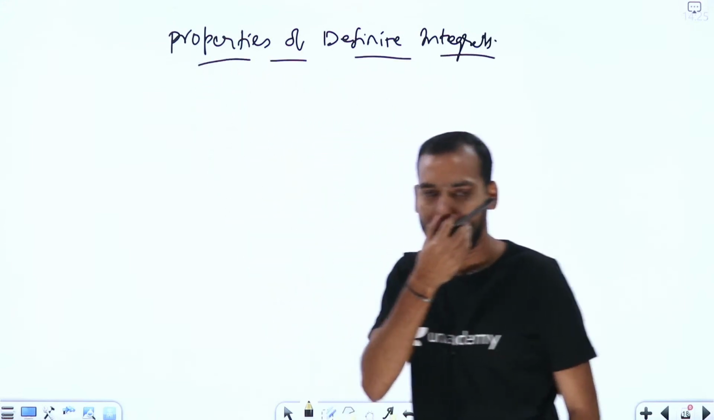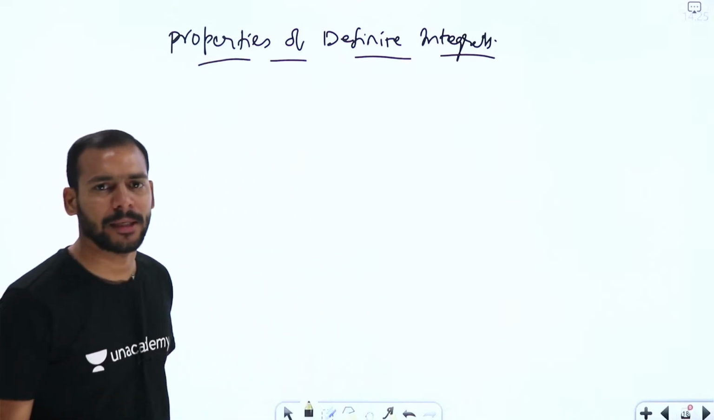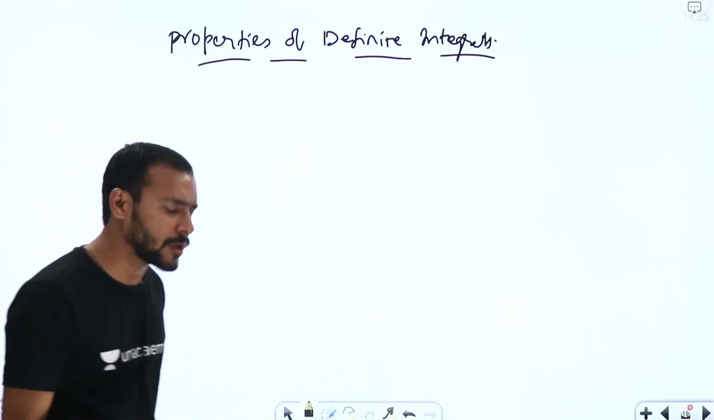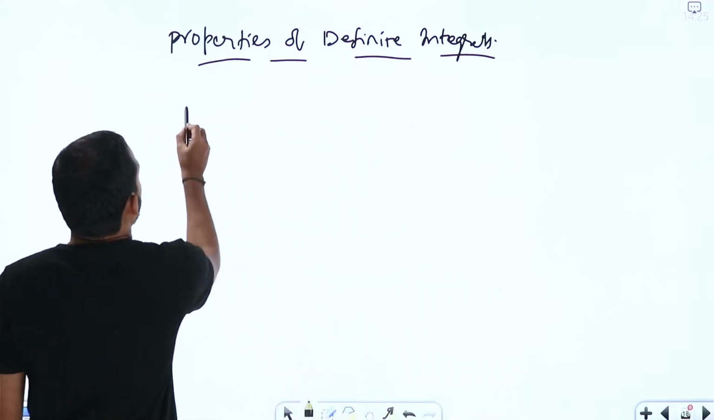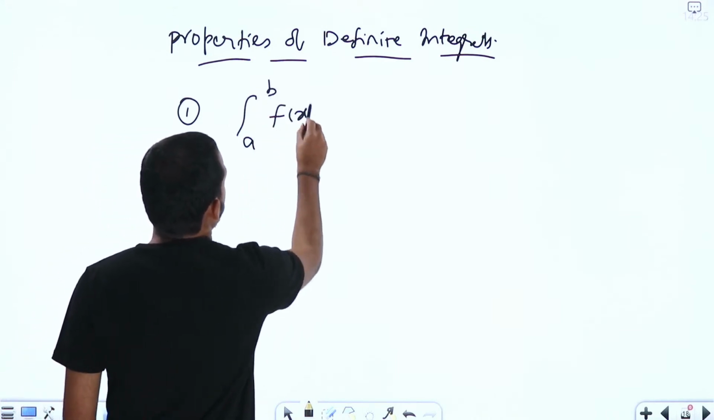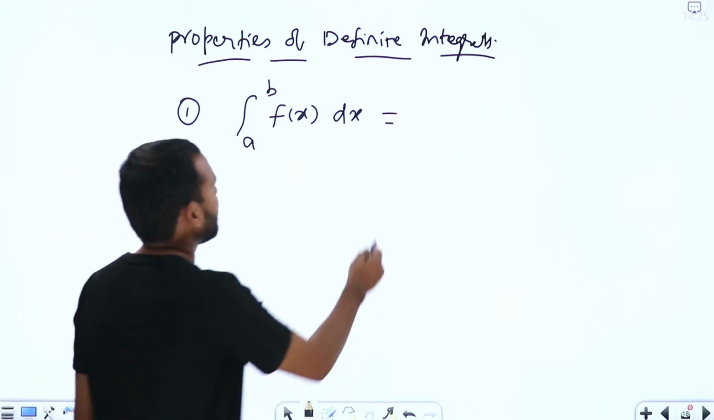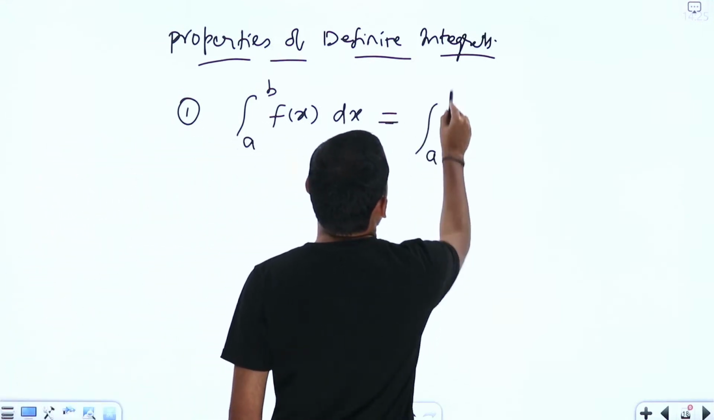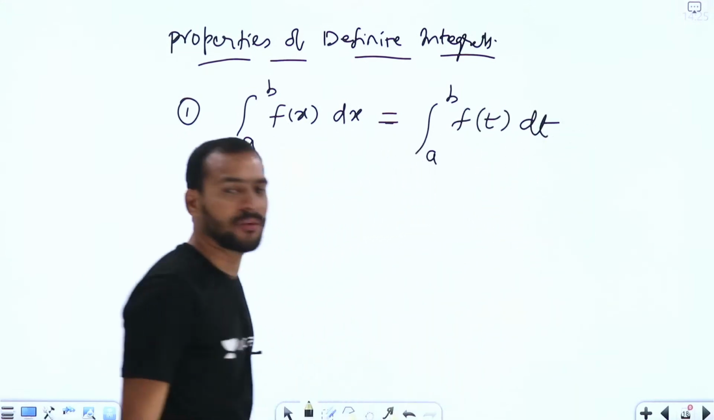Now we are going to see some properties or standard results, and from these standard results, we will try to solve some of the questions. Now, we know the integral a to b f of x dx. The same can be expressed with some other variable also. If I represent it as integral a to b f of t dt, both will be the same.